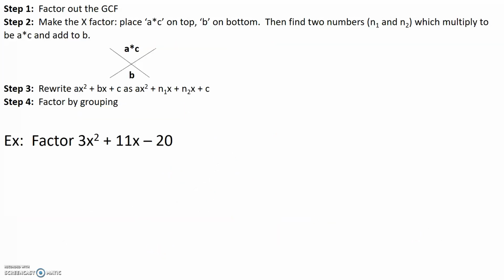Here's an example. Let's factor 3x squared plus 11x minus 20. Start with step 1. Factor out the GCF. Between 3, 11, and negative 20, there is no greatest common factor, so we can skip that step. The second step is to make the x factor and place a, which is a coefficient of the first term, the x squared, and c, which is a constant, 3 times negative 20, let's place that on top, and the middle term, 11, let's place that on the bottom.